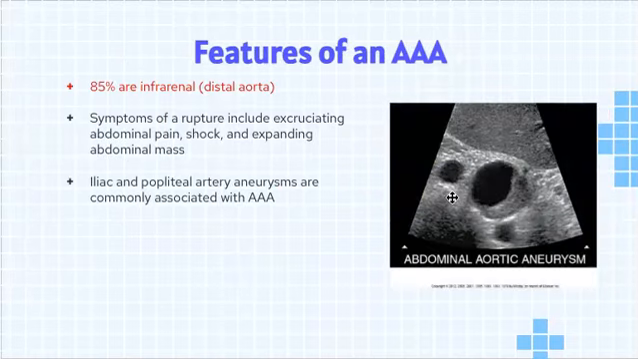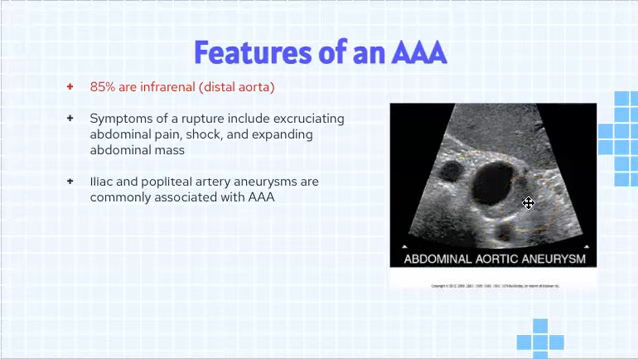There are a few features of a AAA. A big registry question is this right here. So 85% of all AAAs are infrarenal, which just means they're inferior to the renal arteries, and they occur in the distal aorta. Abdominal aortic aneurysms are more common than, say, a thoracic aneurysm. And then mural thrombus is common with larger aneurysms. So here we have a picture of our aortic aneurysm, and this material right here is the thrombus inside of that aneurysm.